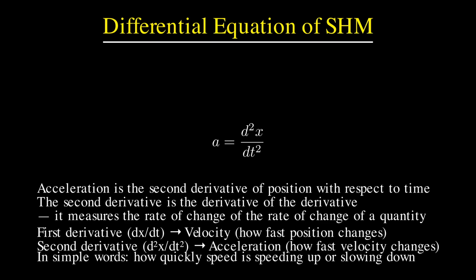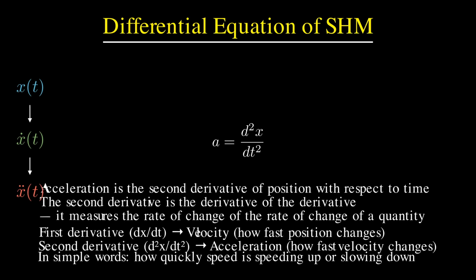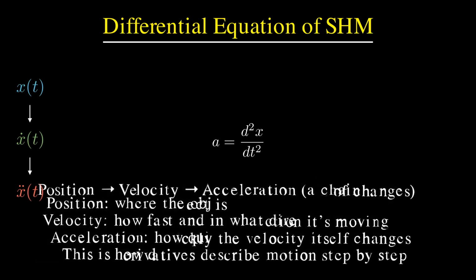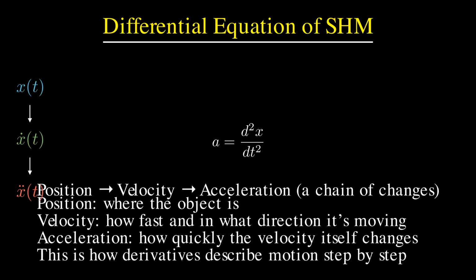Acceleration is the second derivative of position with respect to time. The second derivative measures how quickly the velocity itself changes. The first derivative gives velocity. The second derivative gives acceleration. In simple words, how quickly speed is speeding up or slowing down. Position, velocity, acceleration, a chain of changes.